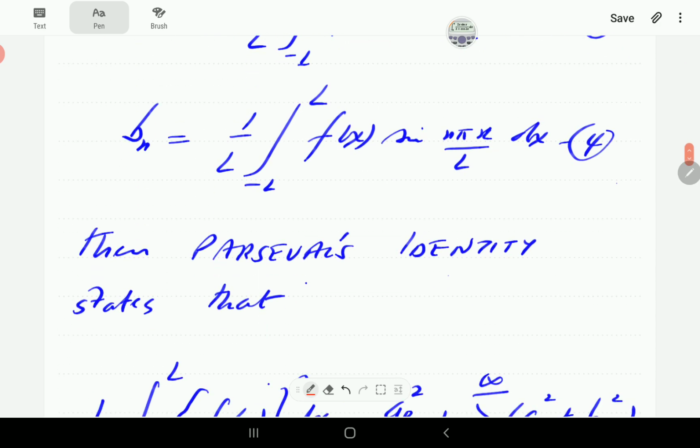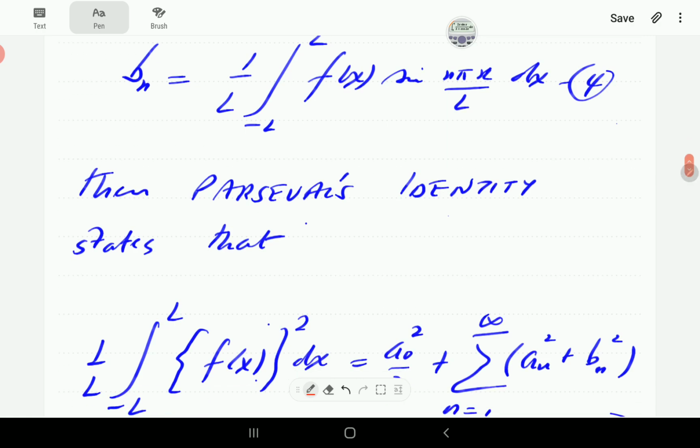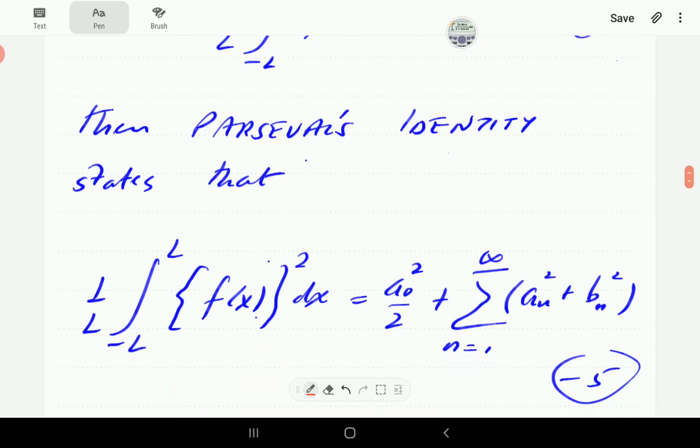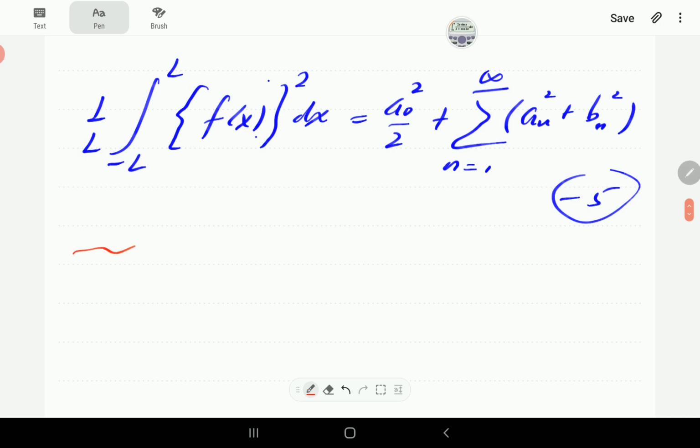Now, if that holds, then Parseval's identity states that the integral of the square of f over minus L to L, times 1 over L, is equal to the square of a naught over 2 plus the summation of the squares of a n and b n. Okay, so we're going to do a derivation of this to show you how it works out.